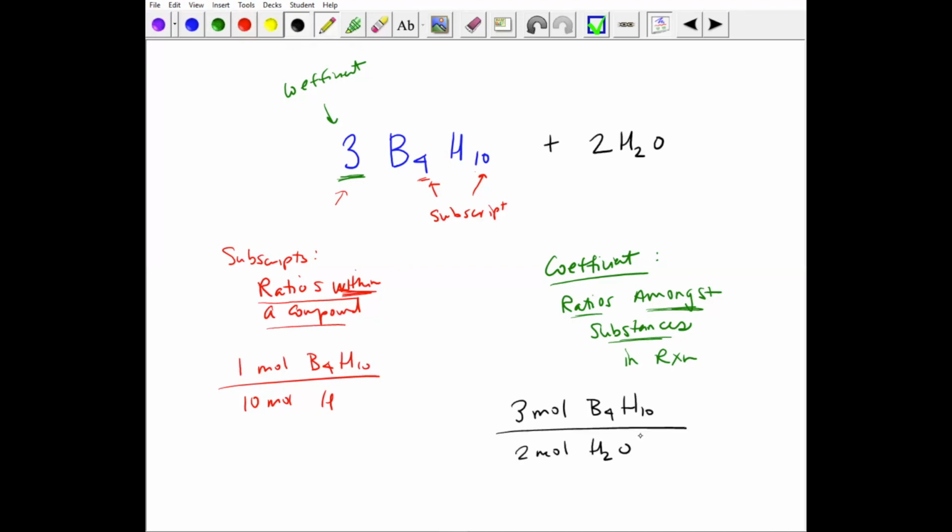For example, if we happen to have this reaction with water, we would use these coefficients to help us write out a ratio like this. For every 3 moles of B4H10, we have 2 moles of H2O. Okay, so to write out reactions like this, we're going to need to balance reactions. We'll practice doing that. But again, coefficients, ratios amongst substances in a reaction, whereas these subscripts help us tell the ratios within a compound or within a substance. So in order to figure out these coefficients between this compound and this compound, for example, we need to work on balancing equations. So that's going to be our next topic.